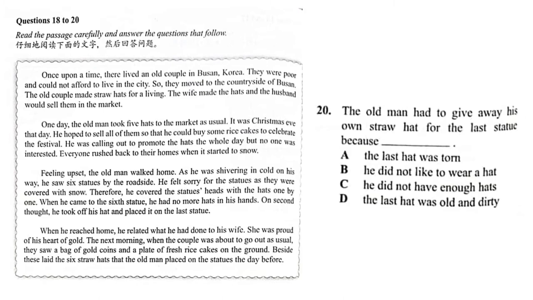The old man had to give away his own straw hat for the last statue because... Feeling upset, the old man walked home. As he was shivering, he felt sorry for the statues as they were covered with snow. Therefore, he covered the snow with the hats one by one. When he came to the sixth one, he had no more hats in his hand. On second thought, he took his own off and put it on the last statue.